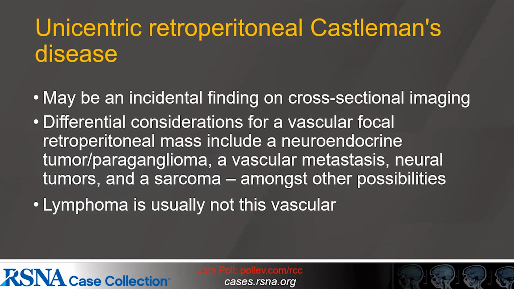So at least in the retroperitoneum, the differential considerations for a vascular focal mass can include a neuroendocrine tumor, paraganglioma, a vascular metastasis in the right clinical setting, neural tumors, and sarcomas, amongst other possibilities. Lymphoma, nobody liked that, and I agree, it's not usually this vascular.